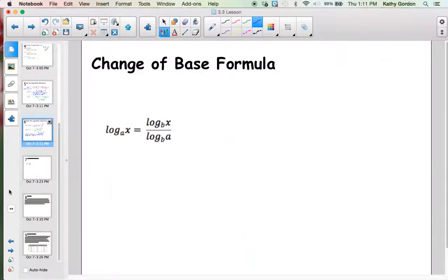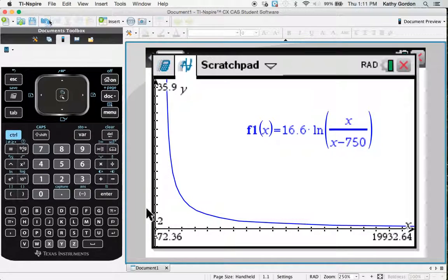Alright, the next one, we're going to do this just really quick because quite honestly, you don't need this formula anymore. If you're using your Inspire, you don't need to use this formula anymore because your Inspire allows you to put in any base you want in a problem and work it out.